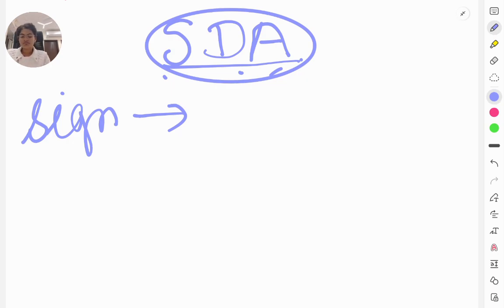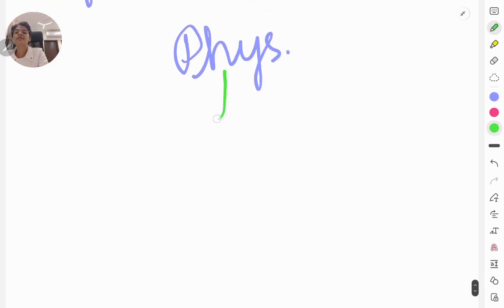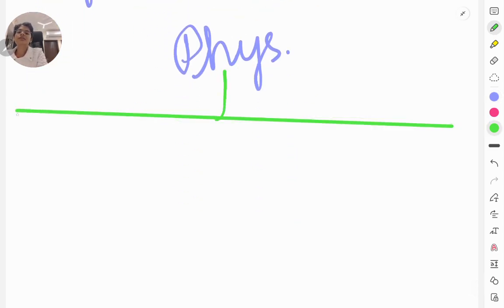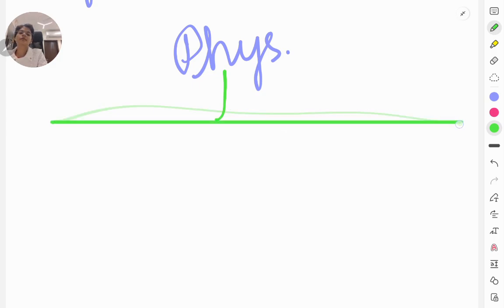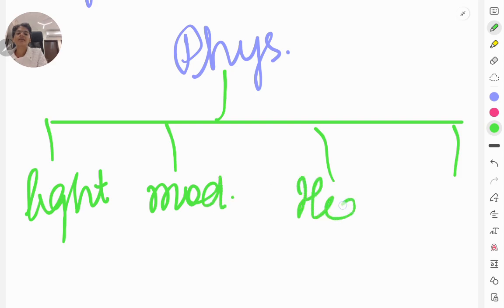Now let's see the third thing which we saw. First was the BMR, second is SDA, third is physical activity. Now physical activity is divided into four categories: light activity, moderate activity, heavy activity, very heavy activity.